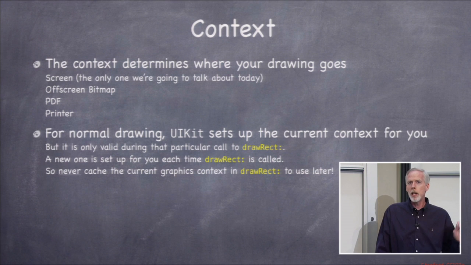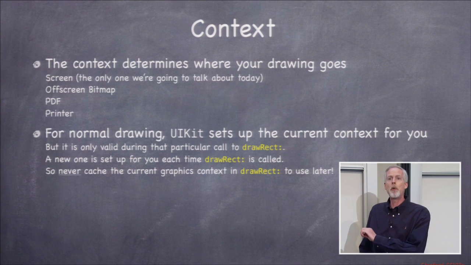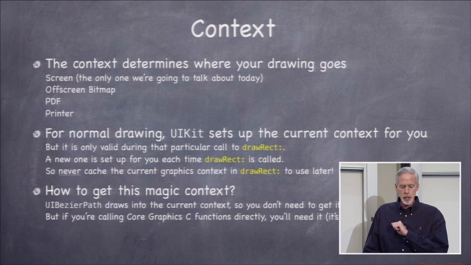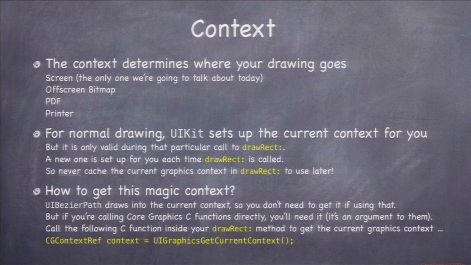For normal drawing, UIKit sets this context up for you before it calls drawRect. And then once you're in drawRect, the context is ready to go. UIBezierPath knows what it is. And if you want to call the CG functions, you call this method UIGraphicsGetCurrentContext. If you call this inside your drawRect, you'll get a little cookie that you can hand off as the first argument to all these Core Graphics functions. Okay? And you're not going to need those CG functions very much, only when UIBezierPath won't do what you want, which is pretty rare.